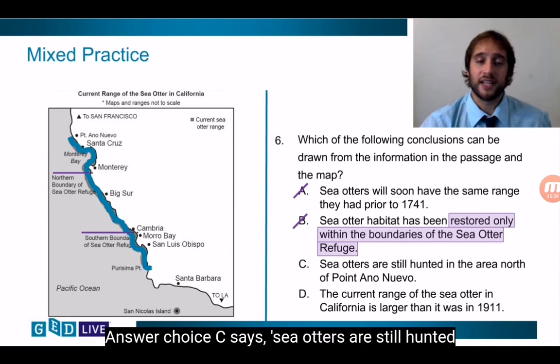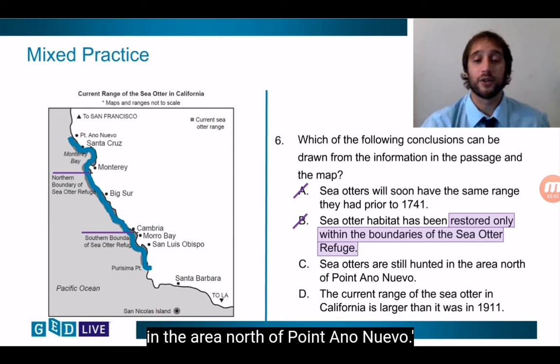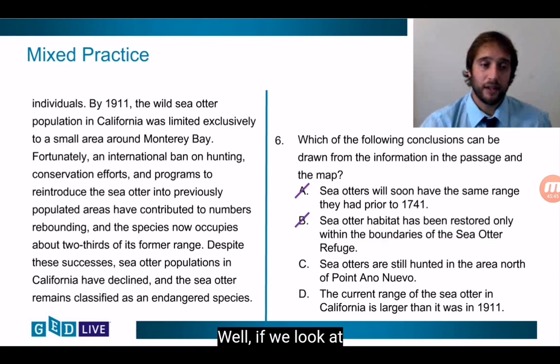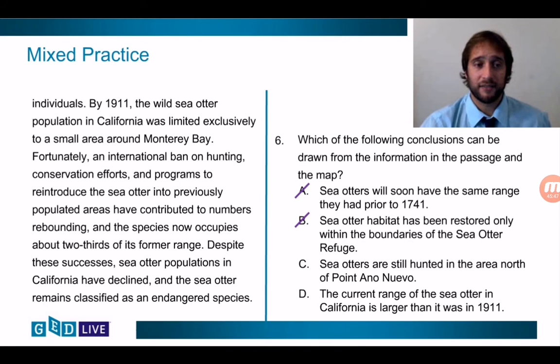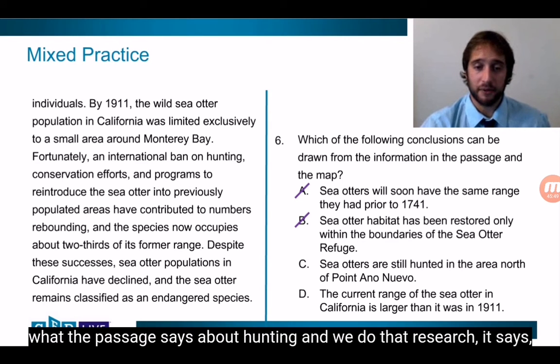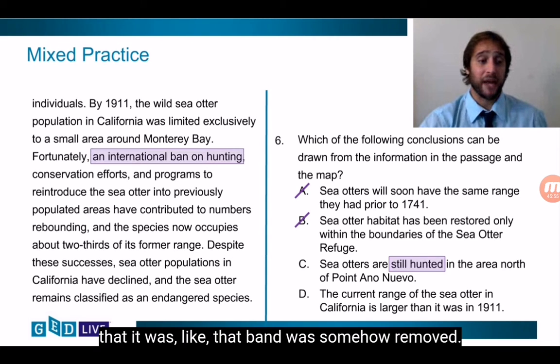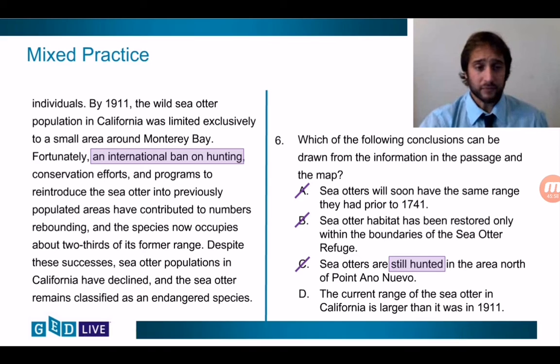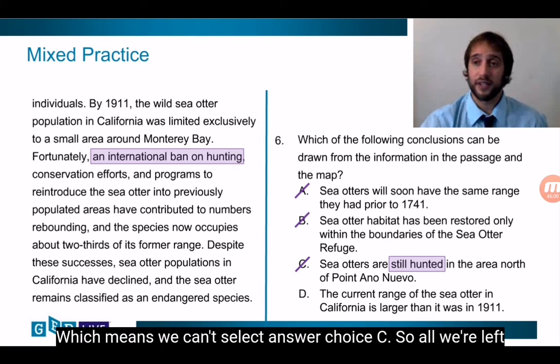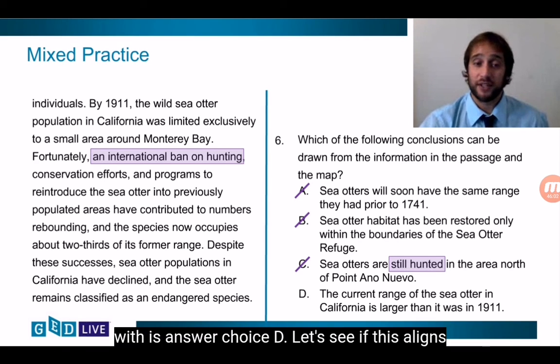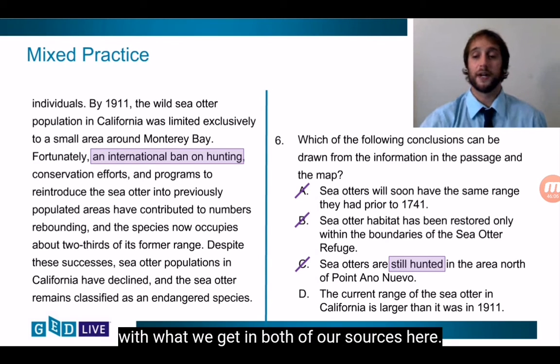Now, answer choice C says sea otters are still hunted in the area north of Point Año Nuevo. Well, if we look at what the passage says about hunting, and we do that research, it says there was an international ban on hunting, and we never learned that that ban was somehow removed, which means we can't select answer choice C. So all we're left with is answer choice D. Let's see if this aligns with what we get in both of our sources here.